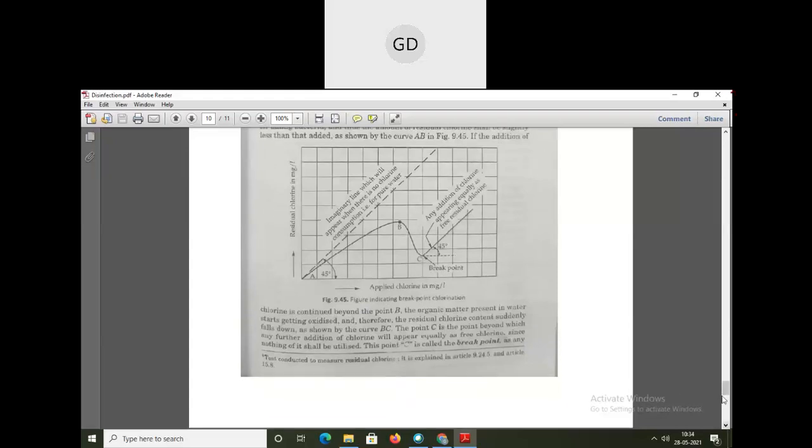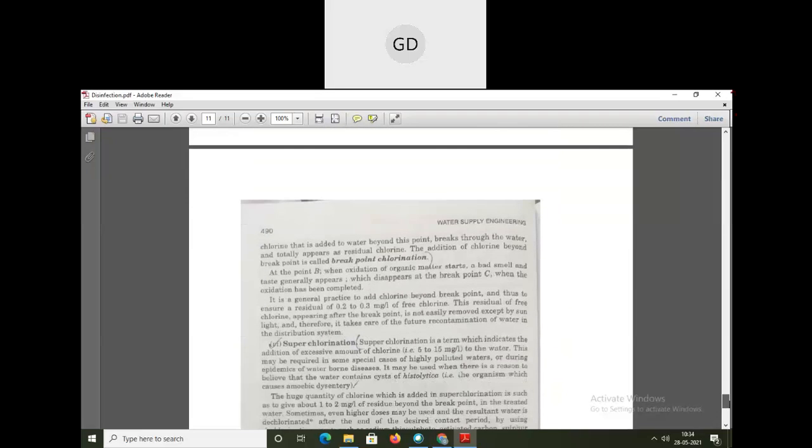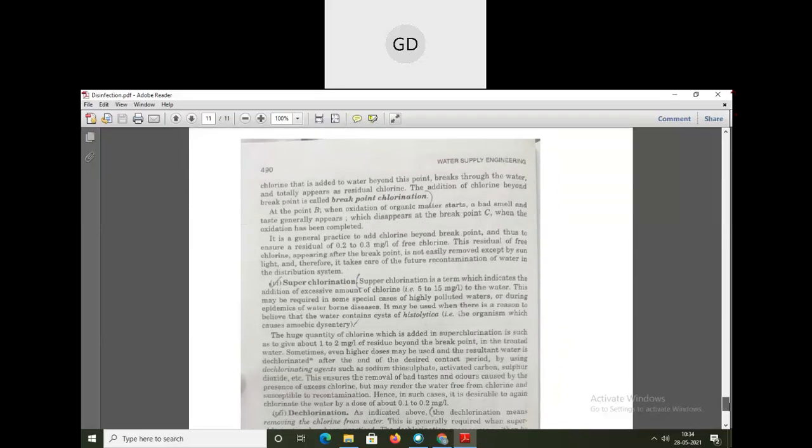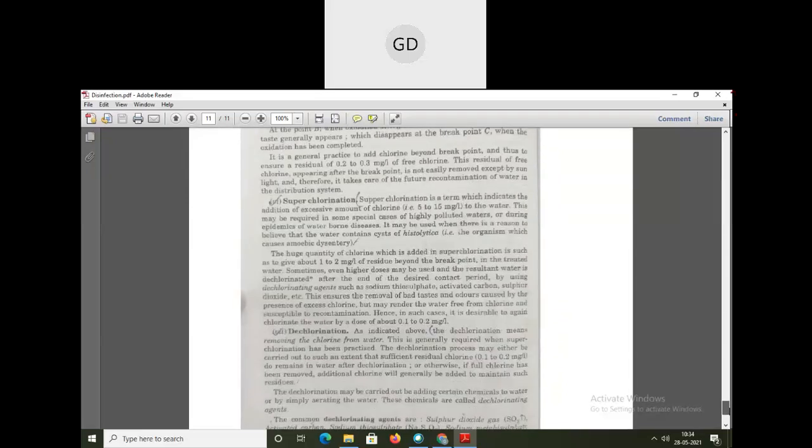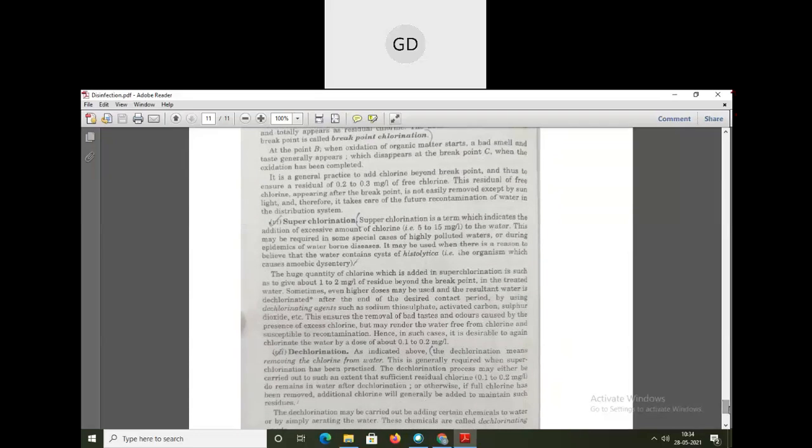Next we come to superchlorination. So what is superchlorination? It is a term which indicates the addition of an excessive amount of chlorine to the water. So what is the dose of excessive amount of chlorine that is added to water?